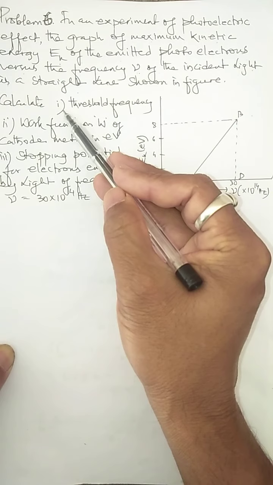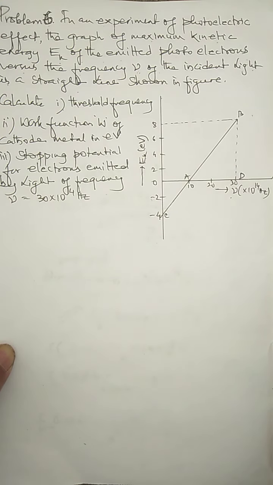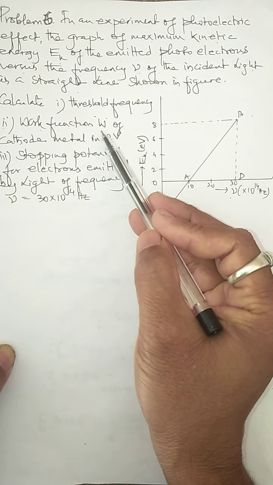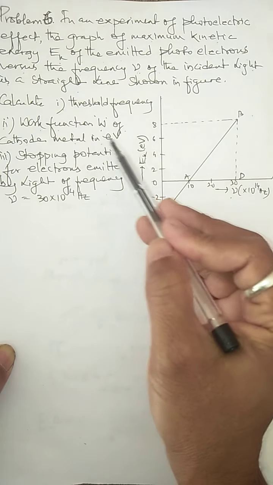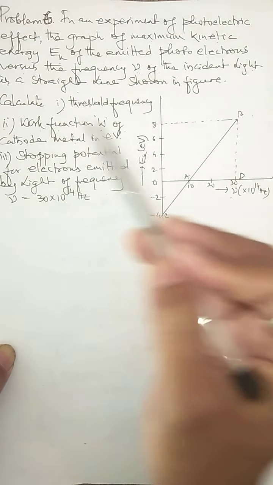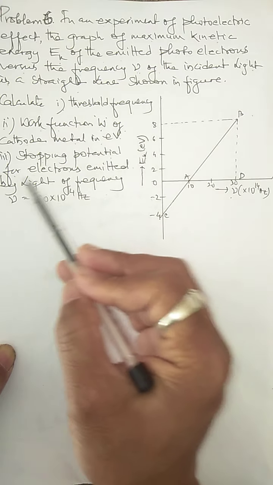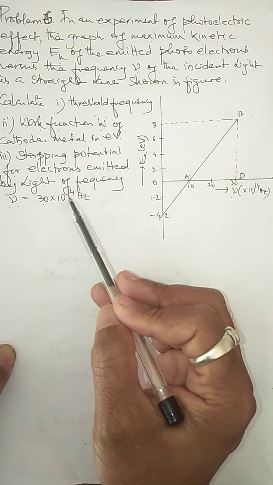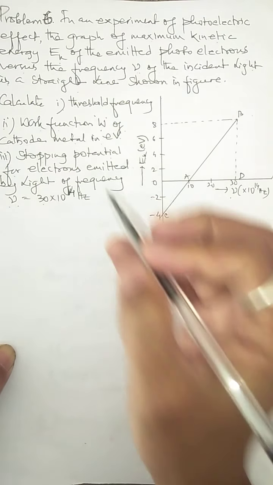The first part that we need to calculate in this question is the threshold frequency. Then, as the second part, we need to calculate the work function, which is marked by the symbol W, of the cathode metal, and this work function we need to calculate in electron volt. And lastly, we need to calculate the stopping potential for electrons emitted by light of frequency 30 into 10 to the power 14 hertz. This is 10 to the power 14, not 4.